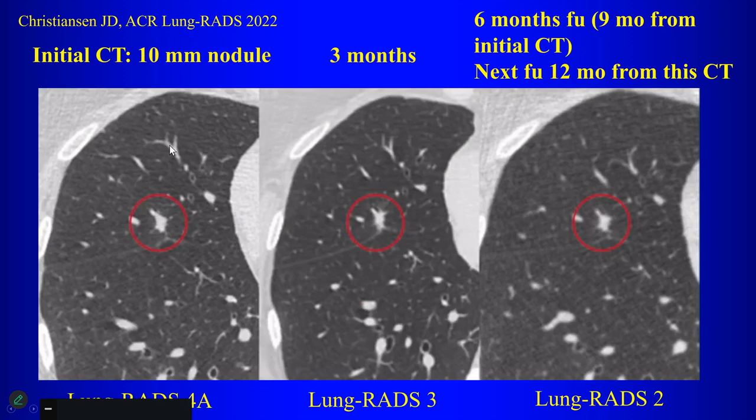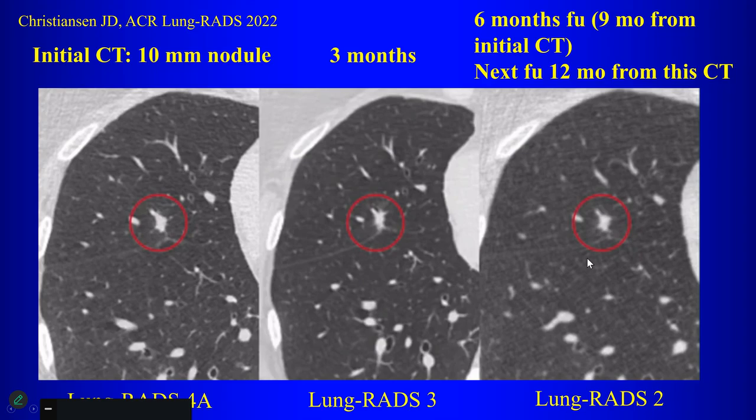What does that mean? So here we have a 10 millimeter nodule, somewhat spiculated. We're worried about this. So we give this a score of a 4A. We bring the patient back in 3 months. It is unchanged. Usually a nodule, if it is unchanged on your 3-month follow-up CT, you bump it down one category. So this gets bumped down from a 4A to a Lung-RADS 3. Lung-RADS 3 means the follow-up is going to be 6 months. But 6 months from when? 6 months from this scan.